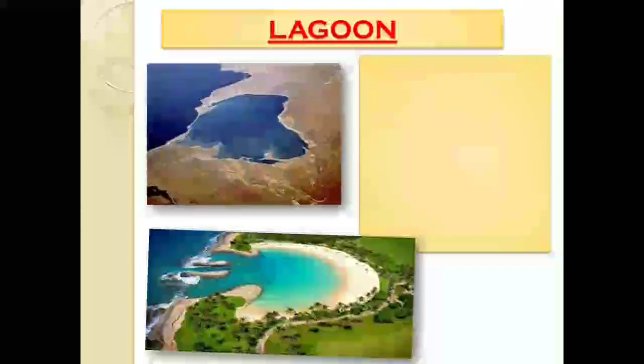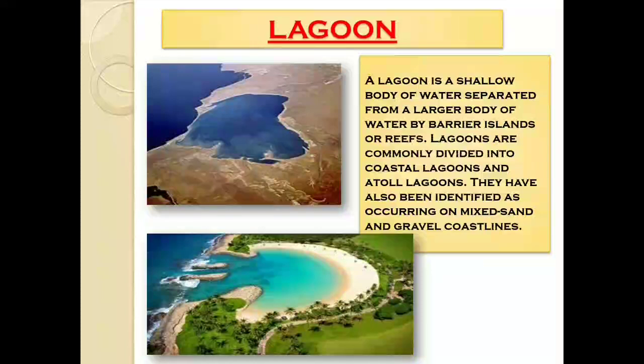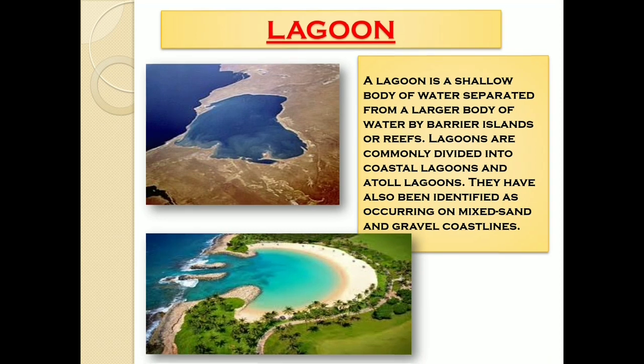Next is lagoon. You can see a picture of a lagoon. A lagoon is a shallow body of water separated from a larger body of water by barrier islands or reefs. Lagoons are commonly divided into coastal lagoons and atoll lagoons. They have also been identified as occurring on mixed sand and gravel coastlines.